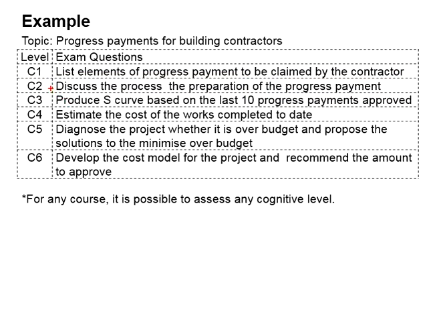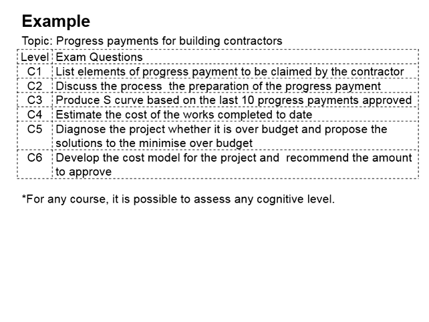C3, produce S-curve based on the last 10 progress payment approved. For your information, the progress payments are the payments made to the contractor in the middle of the project. Payment shall be made for the work that has been done by the contractor, being verified by the contract administrator or quantity surveyor. As for the S-curve, it is a tool to show the progress of the project.